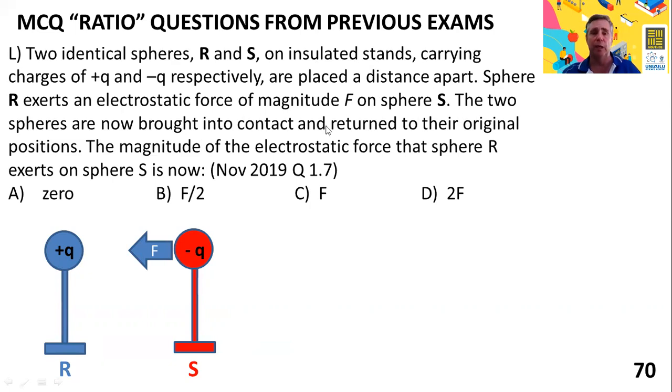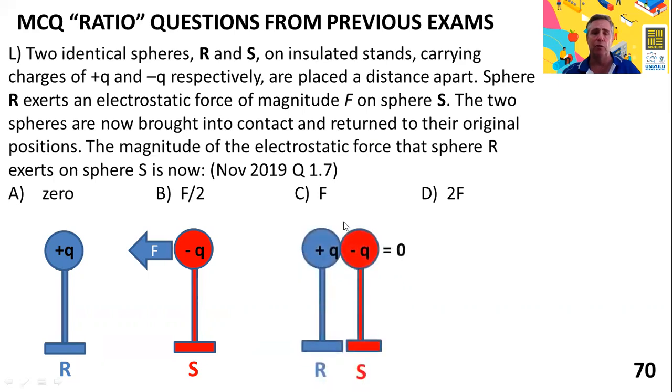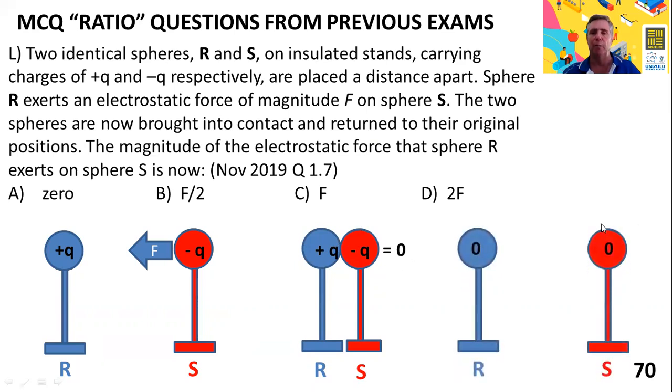Now this one is actually easier than it looks, because as soon as they touch together and electrons can flow freely between them, plus Q and minus Q gives you a net charge of naught. So when they're removed again, they both have zero charge, and therefore the electrostatic force that either one exerts is just going to be zero. And that's because the positive and negative charges were cancelled out, redistributed when they touched, and so now there is no force between them. So look out for that one, please.